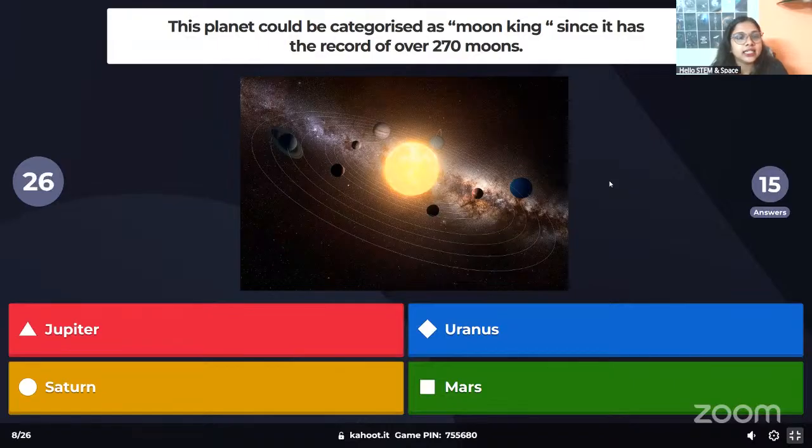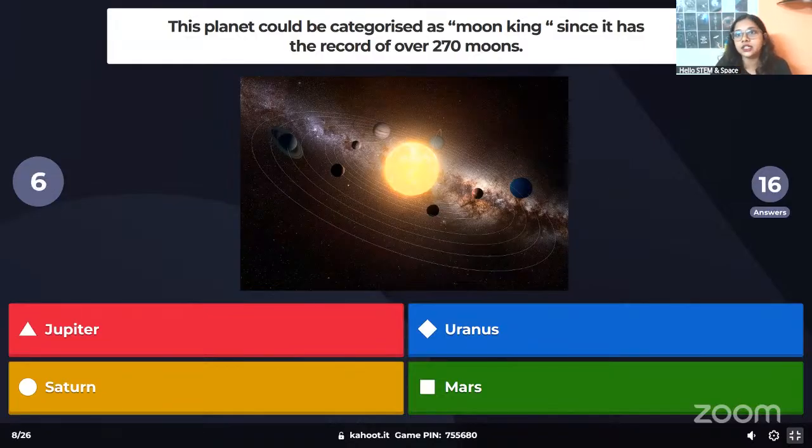So recently, I think by last September, they found that it has actually 274 moons and it's still counting. So they will find more and more moons later also. But for now, this planet holds most of the moons. So let's see the correct answer.